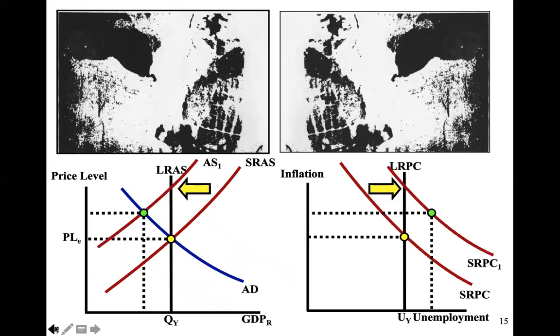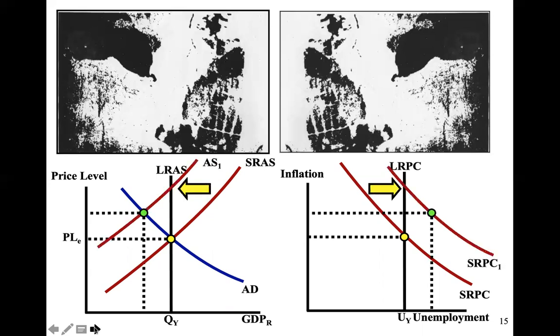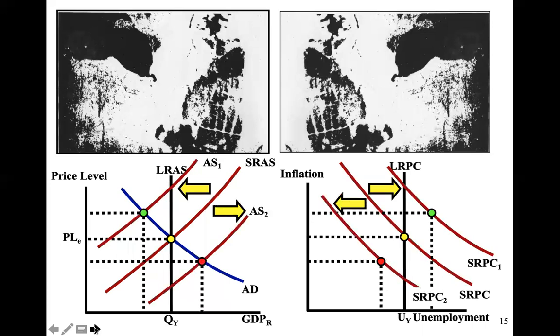What about when there's an aggregate supply shock? When the short run aggregate supply curve shifts, so too does the short run Phillips curve shift. So if we see a decrease in aggregate supply, that's going to show an increase in the short run Phillips curve. Okay. And they move in opposite directions. So if the SRAS shifts to the left, then the short run Phillips curve, the SRPC, shifts to the right. Okay. Similarly, if we see an increase in the short run aggregate supply curve, then we're going to have a decrease in the short run Phillips curve.